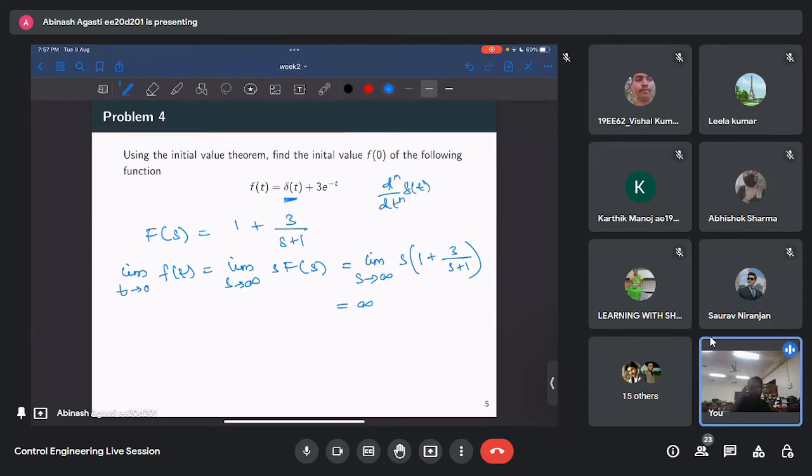Is this correct? I think someone was asking a question about when to use IVT and FVT. Is the initial value part clear to all of you? Yeah, okay.